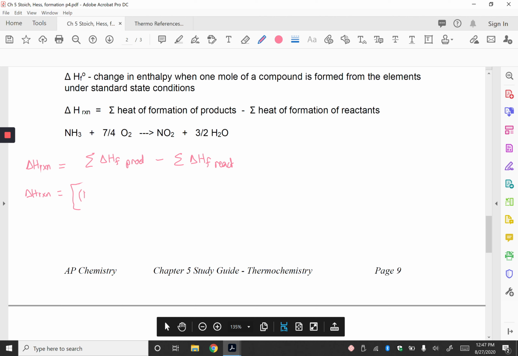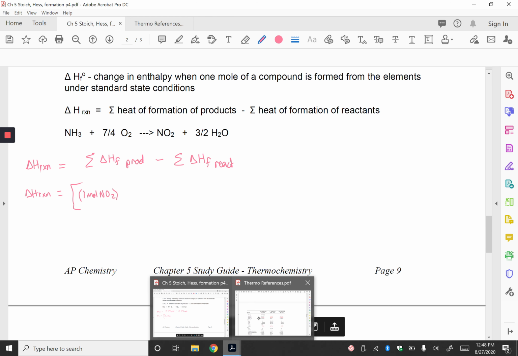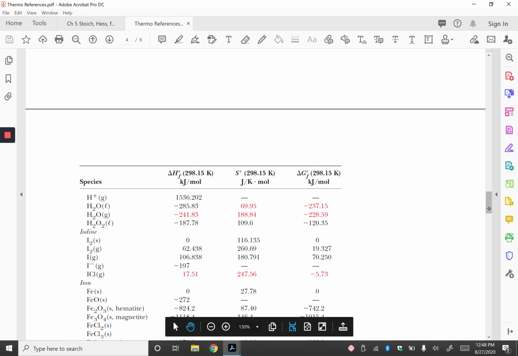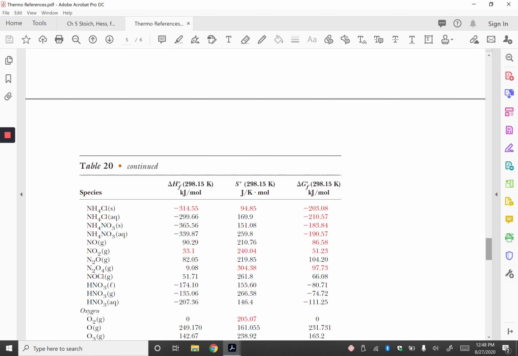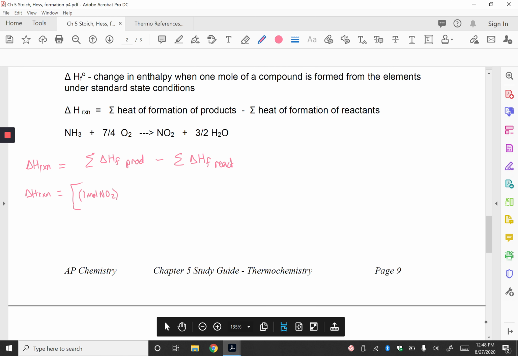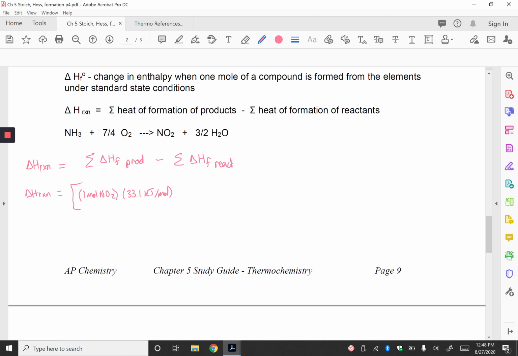Okay, so I have 1 mole of NO2. I'm going to look up the value of the NO2 on this table here. And so you want to try to find the N's or the O's. There are the N's. NO2 gas, 33.1. So 33.1 kilojoules per mole. Got this one. Then I have 3/2 moles of H2O.